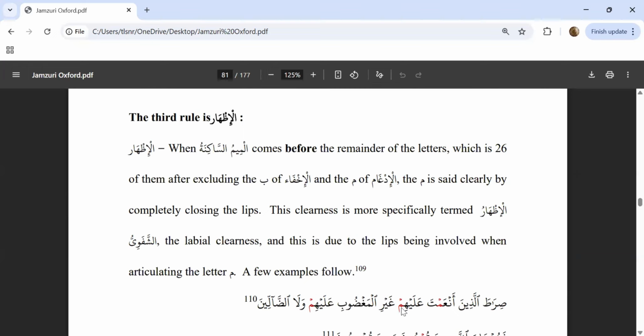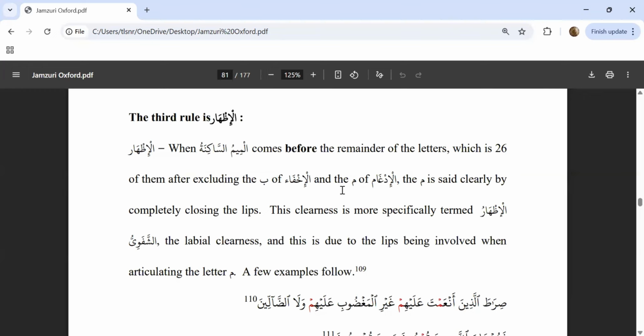When one meme, which is sakina, is followed by another meme, we assimilate. And then we only need to remember al-ikhfa, the letter fa. So then that means for the remaining 26 letters, the rule is applicable as idhar.